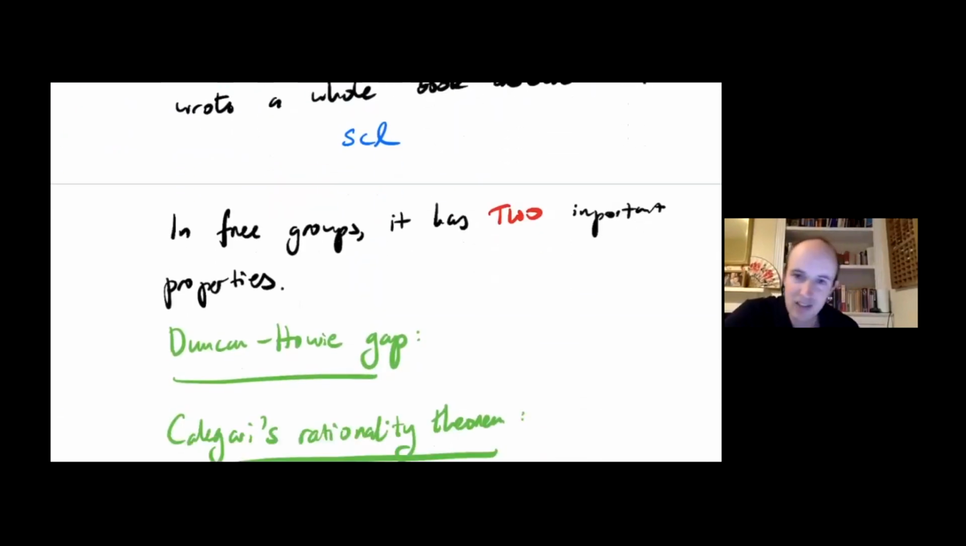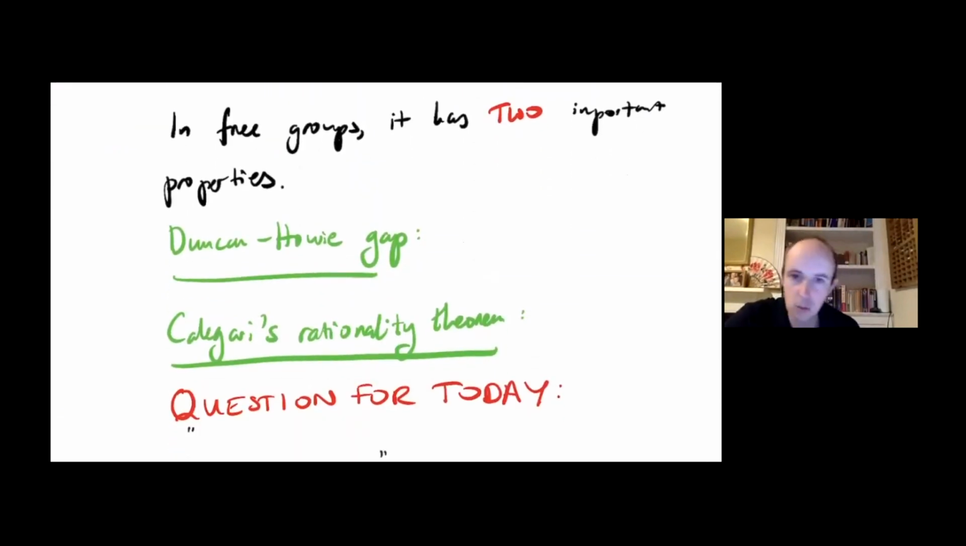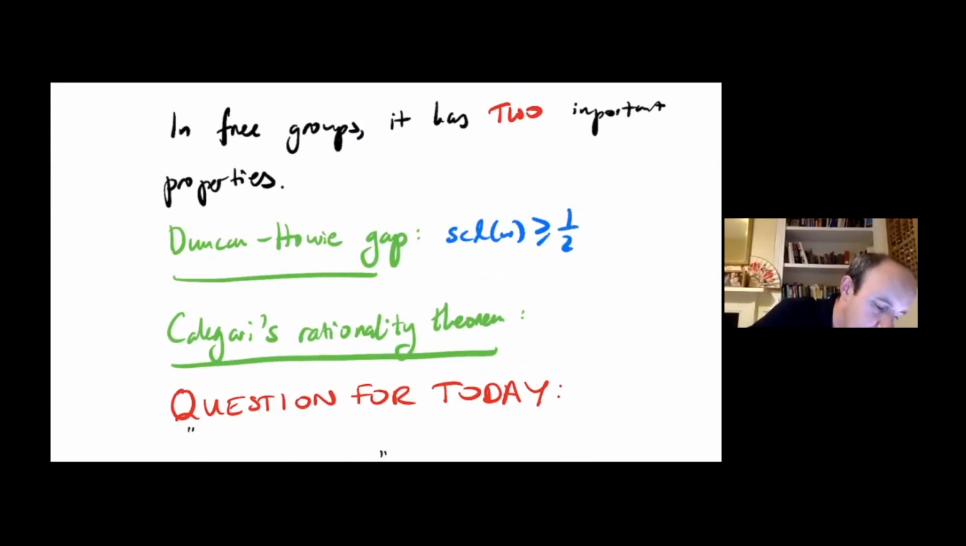But it turns out it does have two important properties that are worth knowing about. So one is called the Duncan Howie Gap. And this is for elements of free groups. It tells you that the stable commutator length of W is always bigger than or equal to a half. Okay. So although it's not an integer, it can't get down arbitrarily small, right? It doesn't just become zero, which is what you might worry about once you know that it gets very small. You might worry the limit is always zero, and so it's not an interesting number.